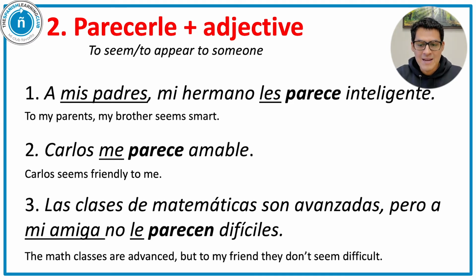Notice that the verb parecer is conjugated to match the person or thing that shows the quality, while the indirect object pronoun, me, te, le, etc. matches the person or people who are observing the quality. In other words, in this case, the verb parecer works like a verb like gustar.